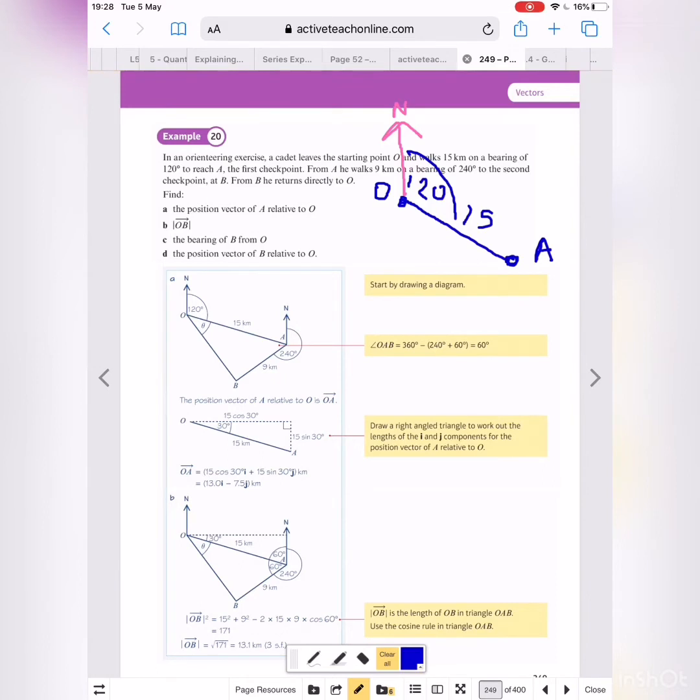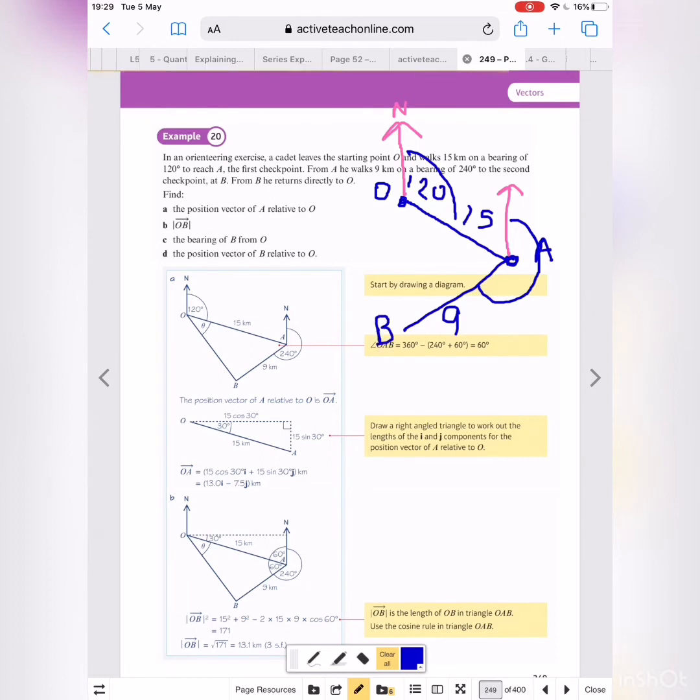He reaches the first checkpoint. He then walks 9 kilometres on a bearing of 240. Again, we must draw that north line in, and it's 240 degrees from there. So it's going to be about around there. So then we draw that in. From there, we know that that's 9 kilometres to B.